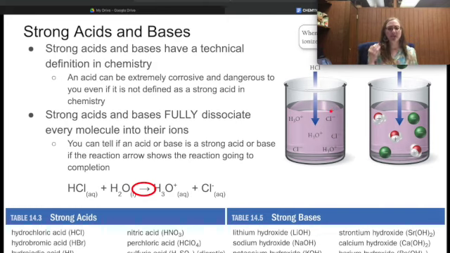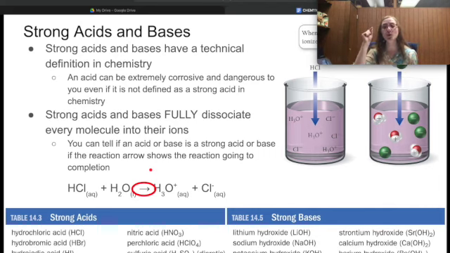So if we're looking at the chemical reaction, we can tell that it's a strong acid because HCl plus H2O goes to H3O+ and Cl-. But our big hint here is what I have circled on your screen. It's that forward reaction arrow. So basically it's saying that the entire reaction occurs, it only goes in one direction.